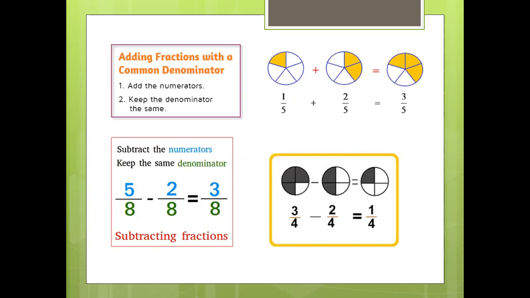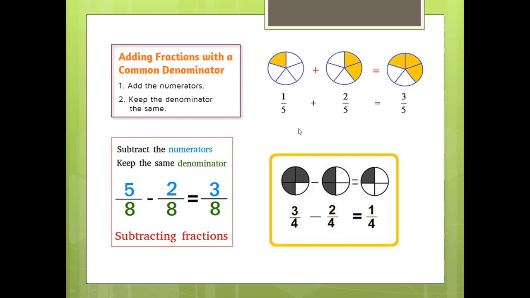For adding fractions, when adding and subtracting fractions, the first thing to do is to check if the denominators are the same. If the denominator is the same, we keep the denominator, and we just add the numerators. In the example, since we have the same denominator of 5, we will just add the numerators. So 1 plus 2 is equal to 3. Our answer for 1 over 5 plus 2 over 5 is 3 over 5, because we have the same denominator.